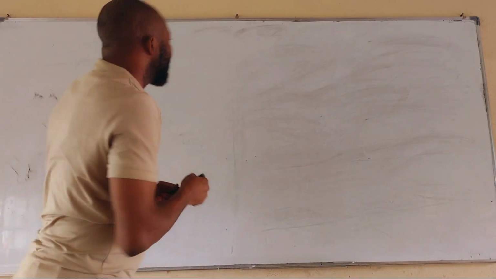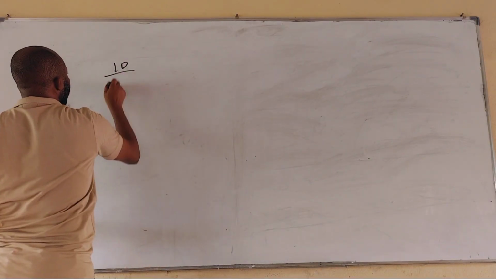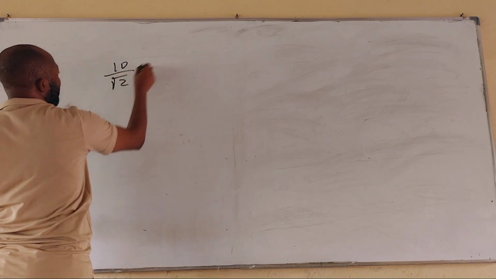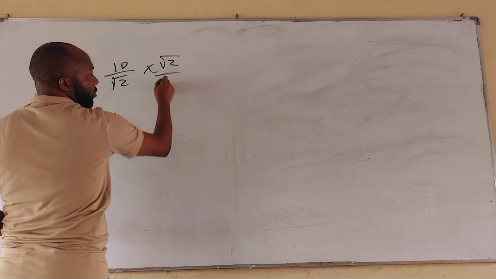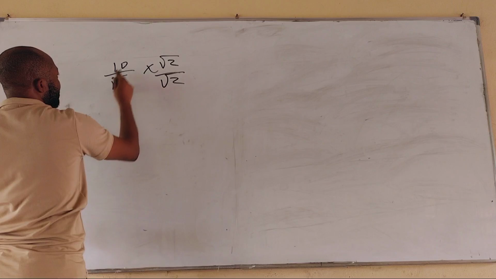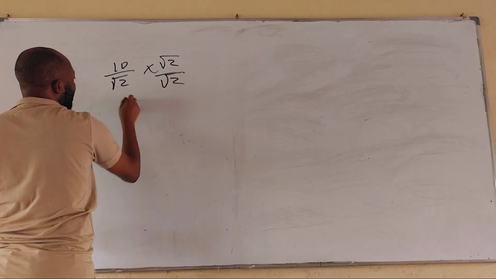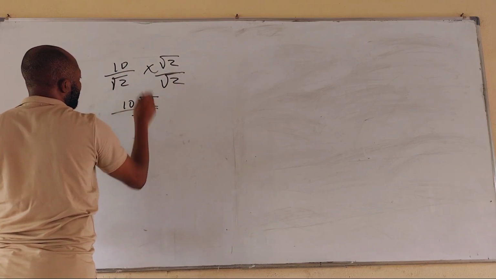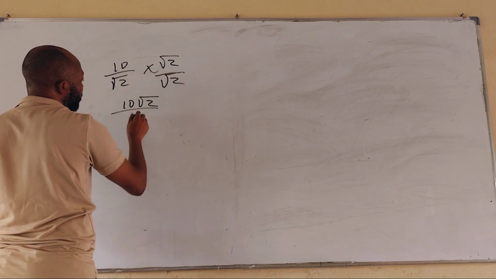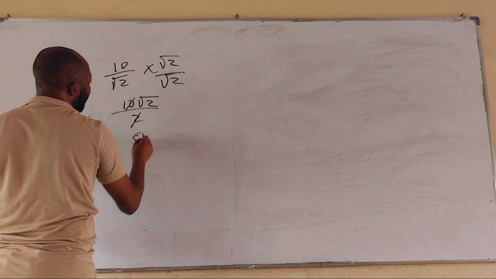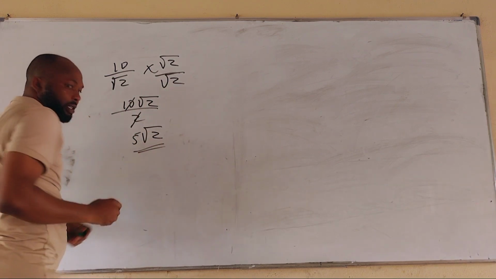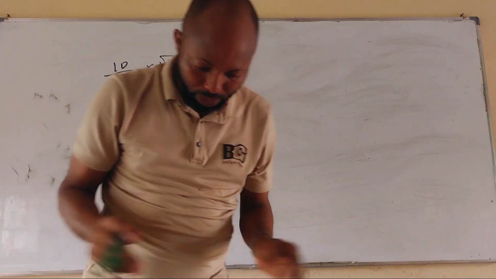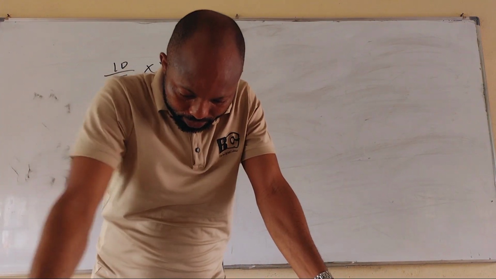Let's just take a simpler one: 10 over root 2. This will be rationalized by root 2 over root 2. So this becomes 10 root 2 over 2, because root 2 times root 2 is 2. 10 over 2 is 5, so this becomes 5 root 2. That's our answer. Let's just take more and more.